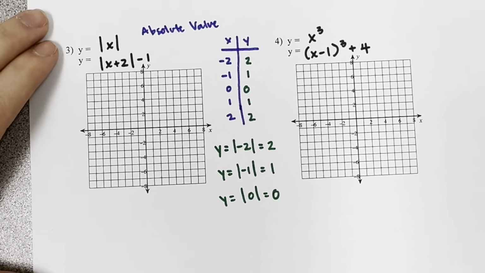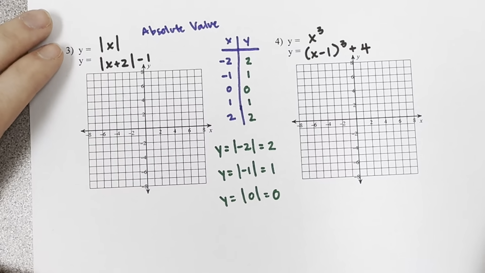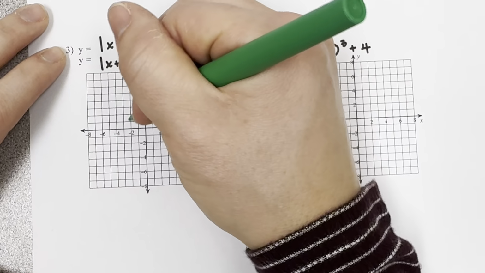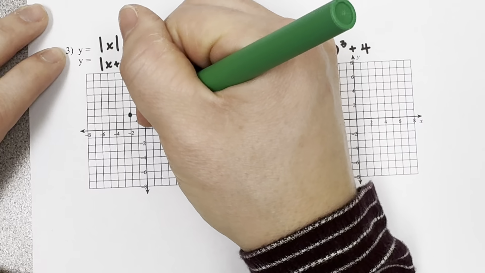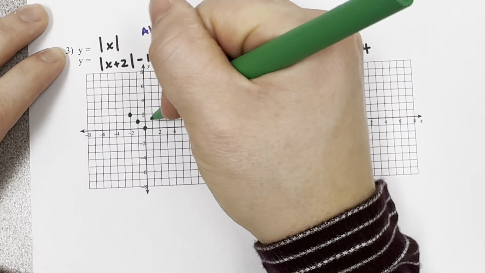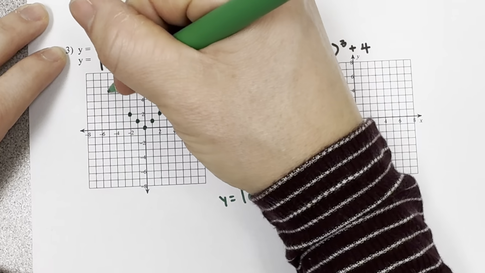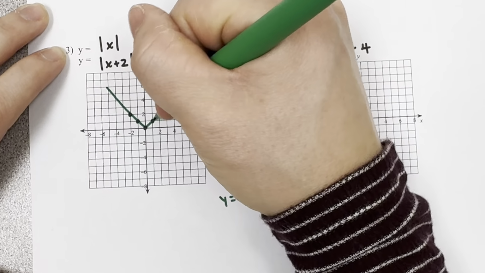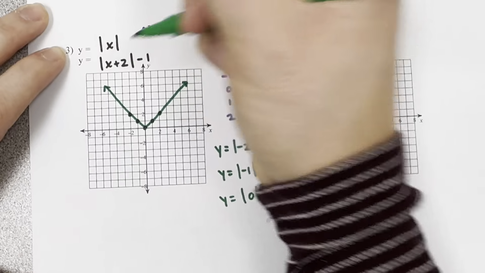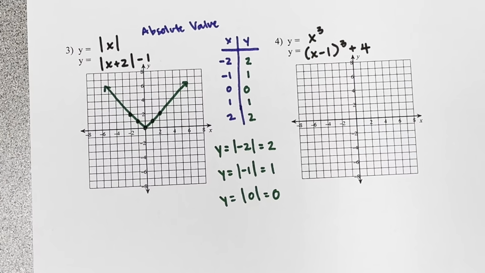Beautiful, so there are my coordinate points. Let's go ahead and plug these in. So I have -2, +2, -1, +1, 0, 0, 1, 1, and 2, 2. Then we connect it. This is what our absolute value graph looks like.